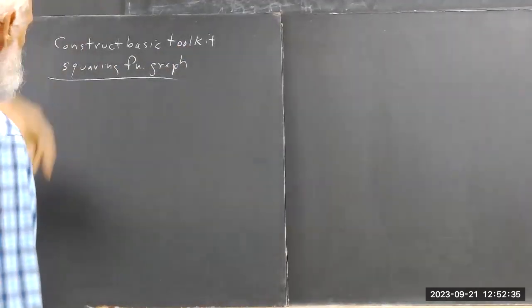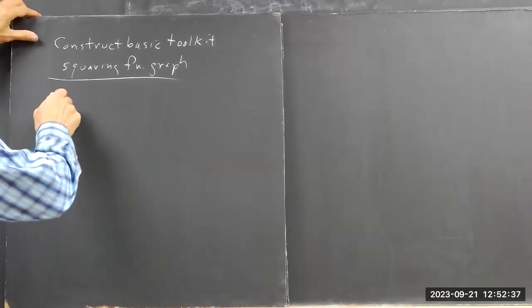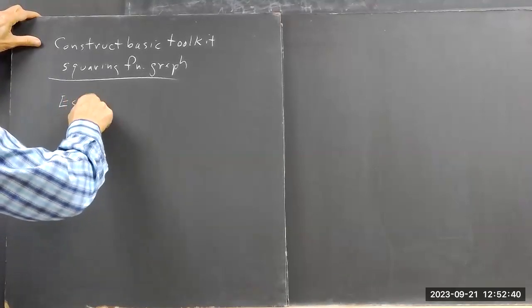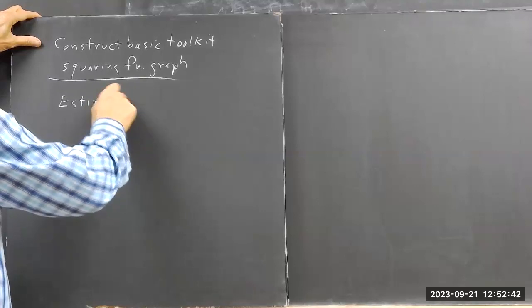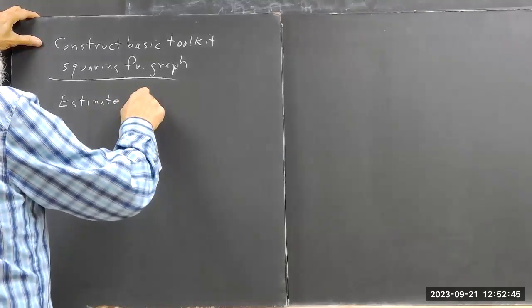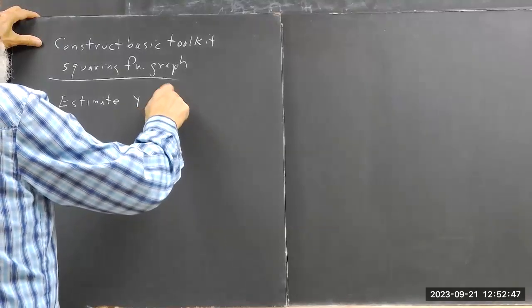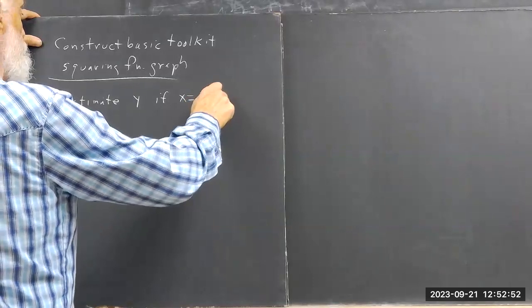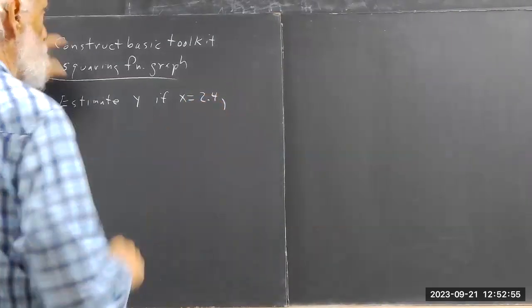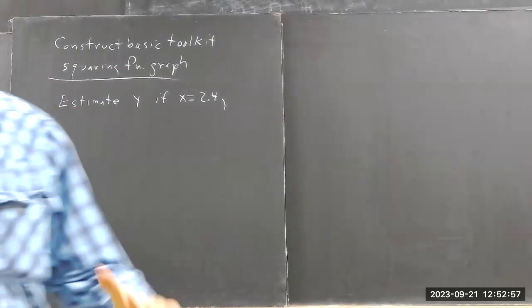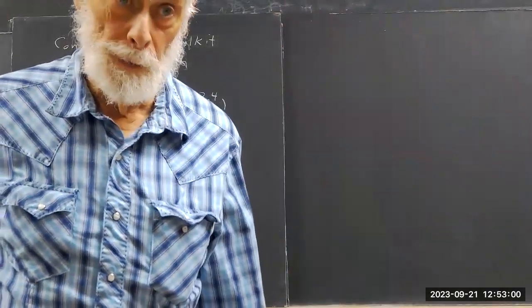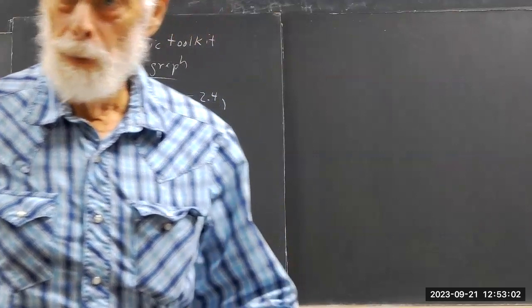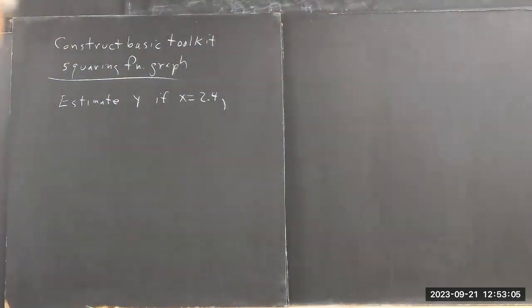Basic toolkit squaring function graph. Estimate. And when I say draw the graph, I mean draw a big one so you can make reasonable estimates, okay? Make the biggest graph you can make on a page. It doesn't take long. Your arm might get a little tired because you've got to draw longer lines, but you can handle it, you're young, okay?